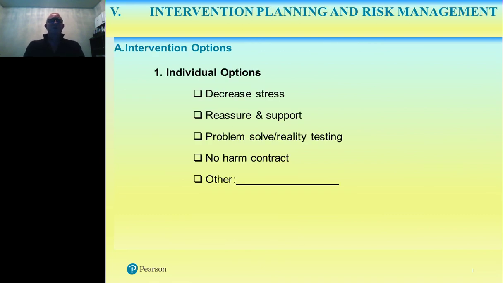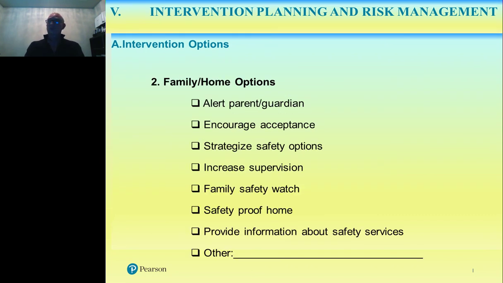Okay, so intervention options include some individual ones: focus on decreasing stress, reassure and support the youth that there are other options, problem solving and reality testing, some different types of coping skills, and engaging in a no harm contract. That's for the individual. For family and home, alert the parents or guardians of the risk level, particularly if they're supportive. Encourage an acceptance of the child and what they're going through. Strategize safety options, increase supervision, family safety watch, particularly if they're a potential target. Safety-proof the home by removing sharps and guns and all these types of things, and provide information about safety resources that are available.